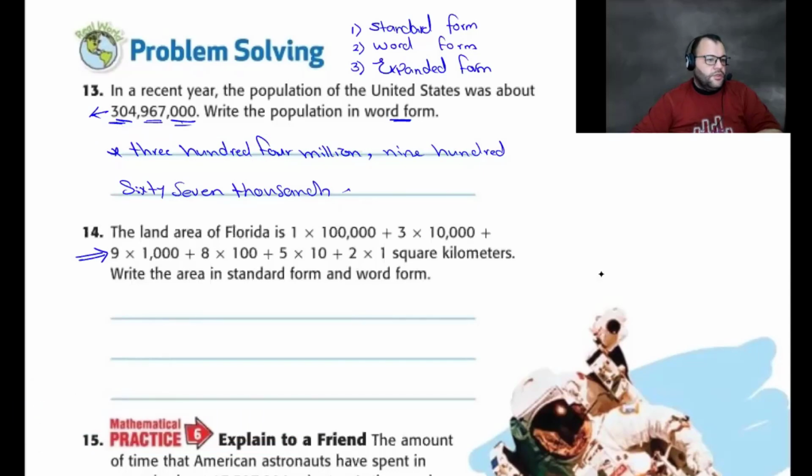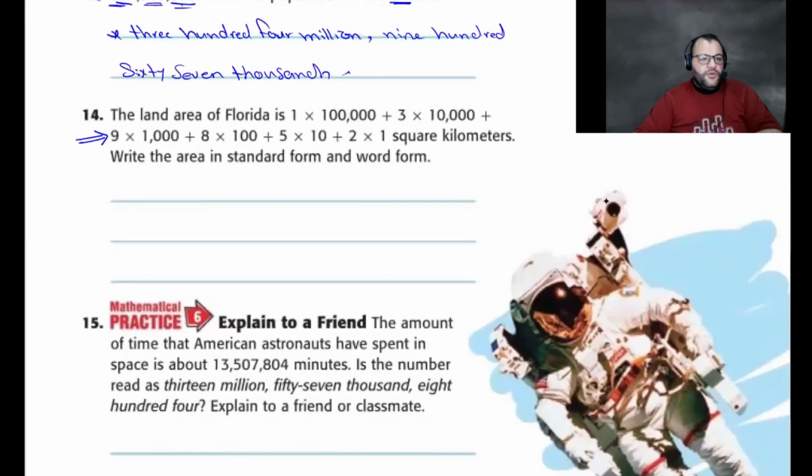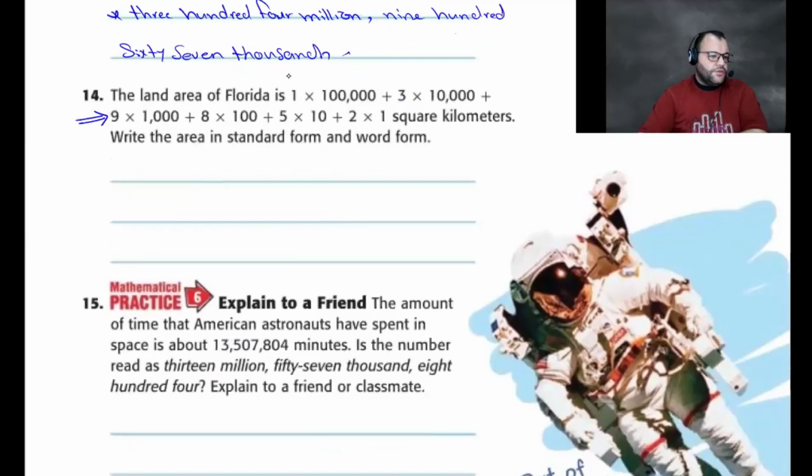Okay, so we need to solve number 14. Ibrahim, if you need to solve, just raise your hand and we can solve. Okay. We need to write this number in standard form and in word form. The standard form is easy. So it is 100,000, 130,000. Wait, take your time.